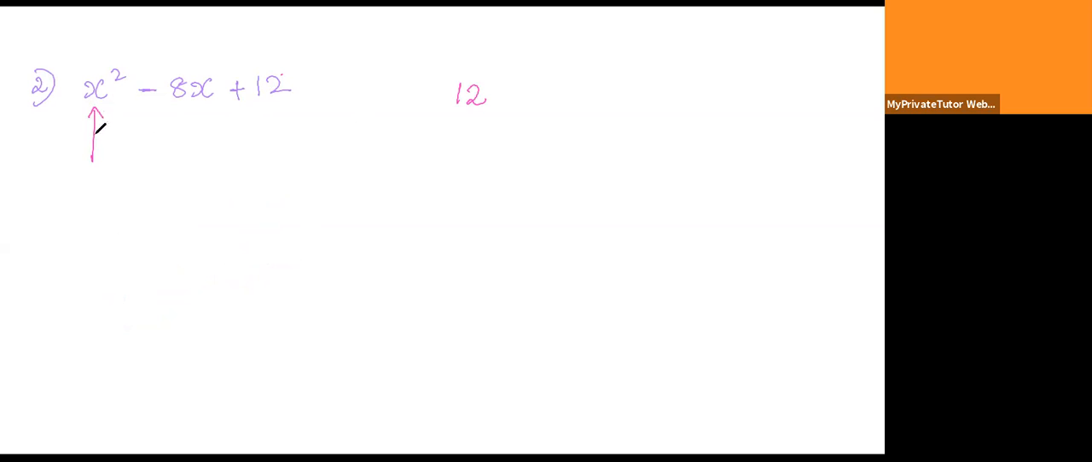Then find the factors, guys. So 12 is a constant. Please write down the factors of 12. 1, 2, 3, 4, 6, 12. Please take the negative numbers as well. And please tell me what are the two numbers that add up to -8 and multiply to 12.